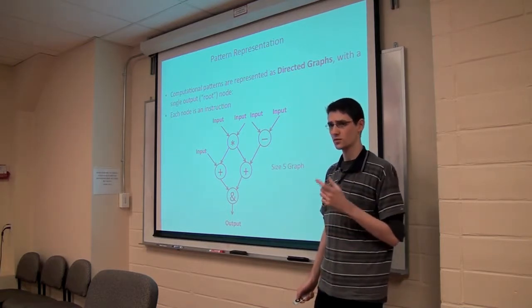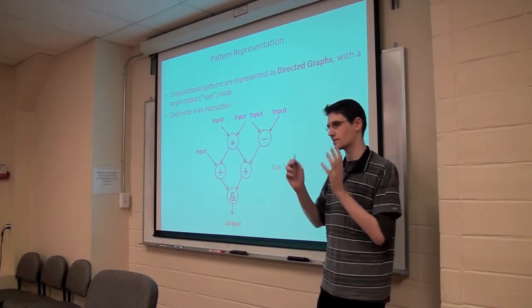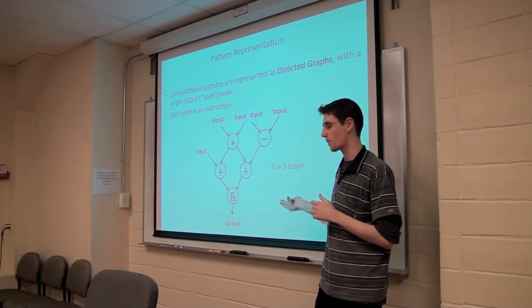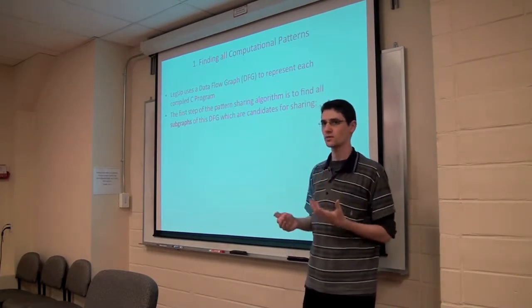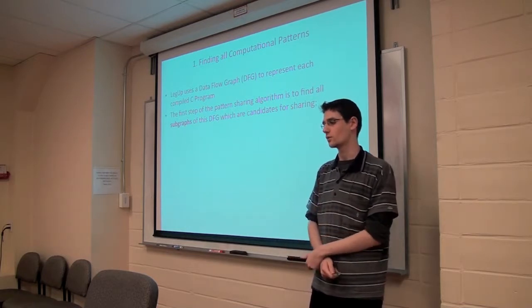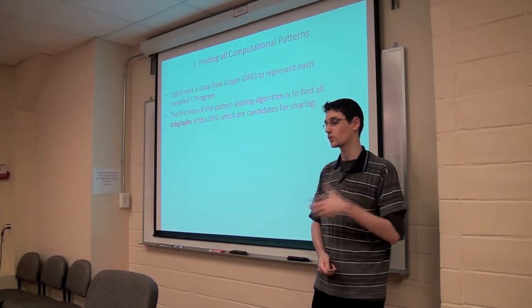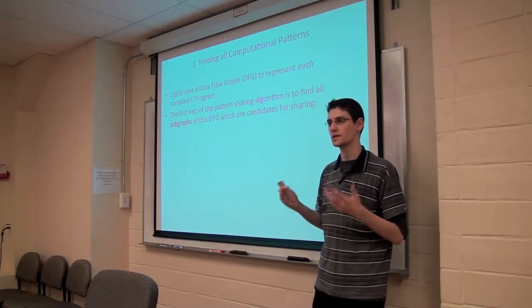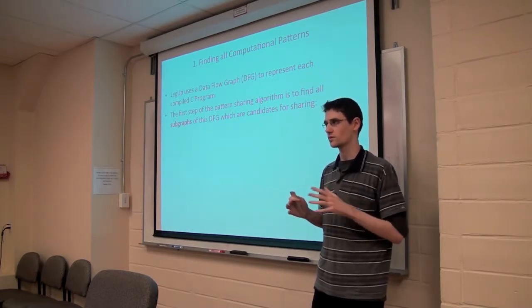Each node in these graphs represents an instruction, and there's a single root or output node, just like an operator has a single output, but it can have multiple inputs. So the first step in LegUp's algorithm is to find all the computational patterns that exist in a software program. LegUp has access to a data flow graph which represents a compiled C program. And so step one now is to take this data flow graph representing the entire C program and to find subgraphs within this graph, or computational patterns which exist.